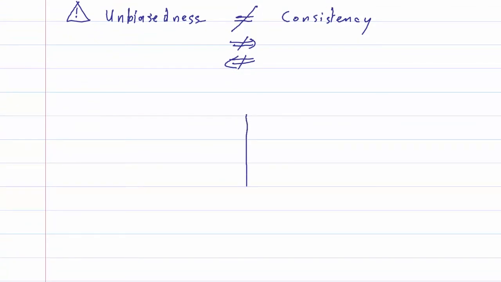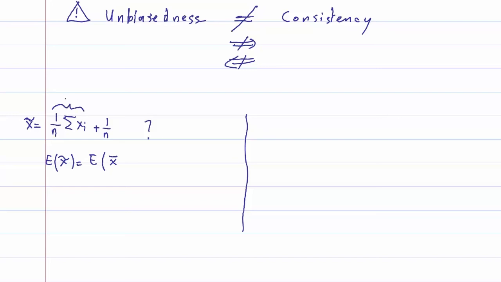So let's say we want an estimator of the mean. You know the very famous estimator 1 over n sum of xi, and we want the mean, or the expected value, of xi. This is usually called x bar, but instead of having this we have plus 1 over n. Is this unbiased? Well, let's check that. Let's call this estimator x tilde. The expectation of x tilde is the expectation of x bar, which is this part here, plus 1 over n.